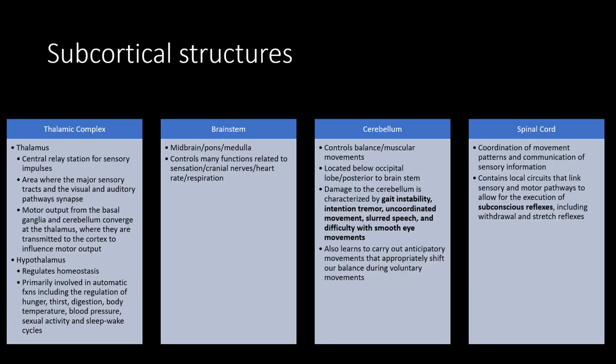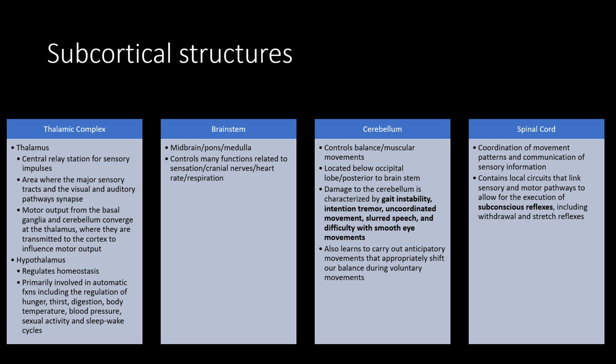Working down from there, we've got the thalamic complex, which is made up of the thalamus and the hypothalamus. The thalamus is the central relay station for sensory impulses, and is the area where the major sensory tracts and the visual and auditory pathways synapse. Motor output from the basal ganglia and the cerebellum converge at the thalamus, where they are transmitted to the cortex to influence motor output. The hypothalamus is responsible for regulating homeostasis and is primarily involved in automatic functions including the regulation of hunger, thirst, digestion, body temperature, blood pressure, sexual activity, and sleep-wake cycles.